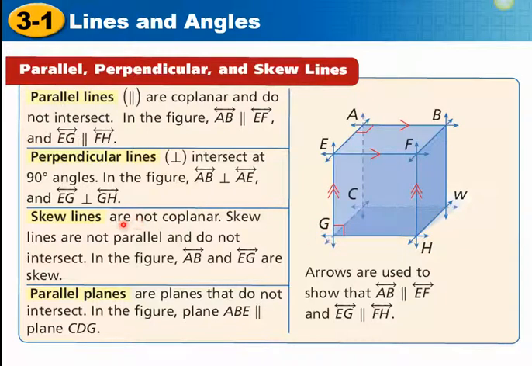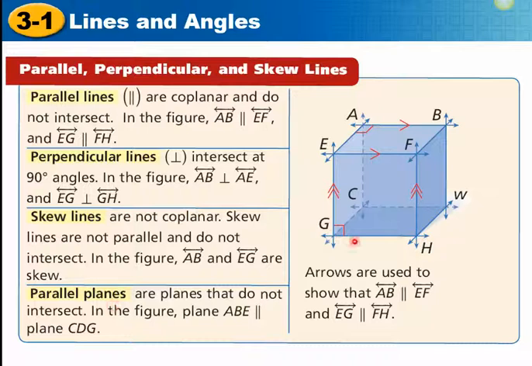Skew lines, that's probably a new one for you. Skew lines are not coplanar. So you have to have two lines that don't lie in the same plane. They're not parallel, they'll never intersect. In this example, line AB and EG are skew lines because they're in two different planes. They'll never intersect and they're also not parallel.